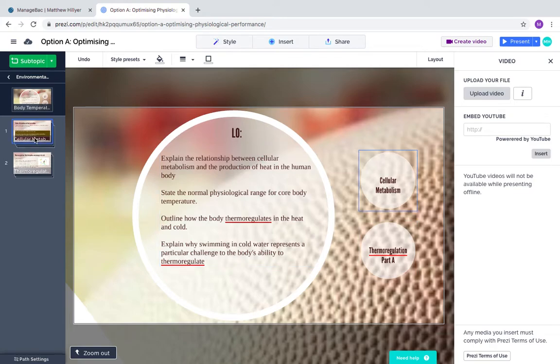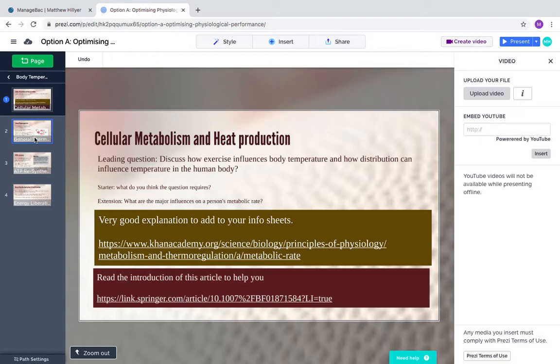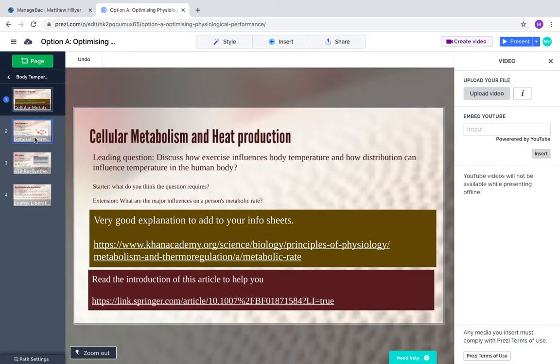So without any further ado, let's get going with this. Basically a background kind of question. I always call it a leading question. So this is something that we always want to be aiming towards trying to evidence, and that is being able to discuss how exercise influences body temperature and how distribution can influence temperature in the body itself.